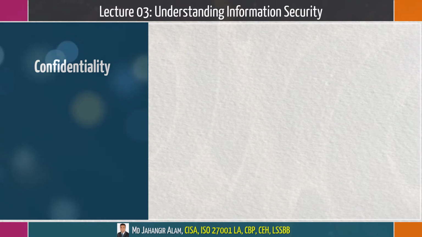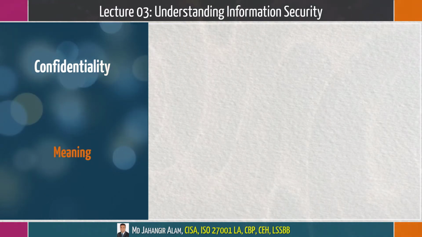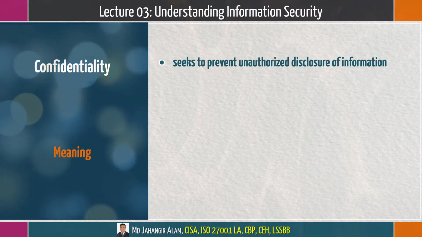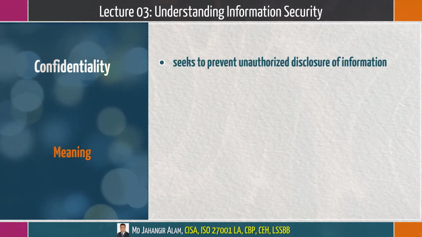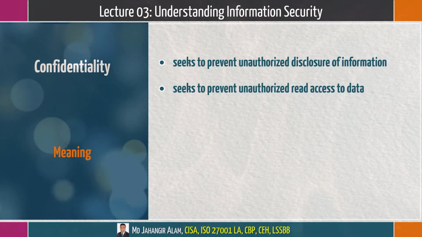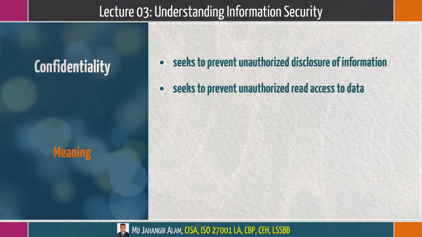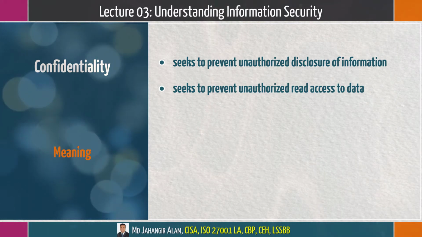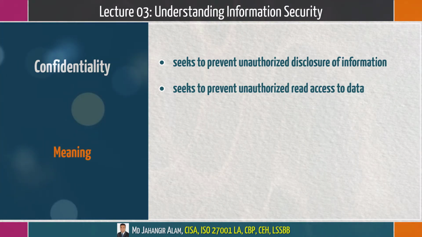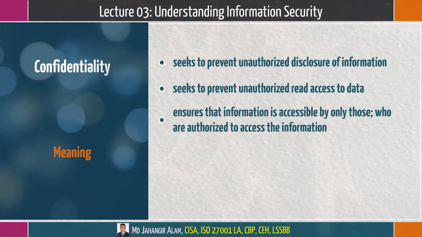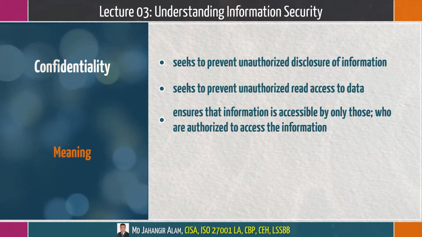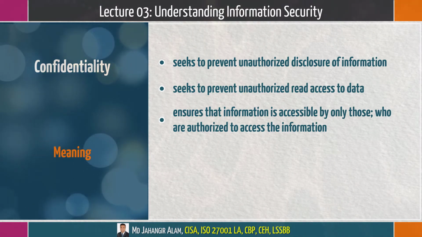Now we will review confidentiality. What do we mean by confidentiality? Number 1. Confidentiality seeks to prevent unauthorized disclosure of information. Number 2. It seeks to prevent unauthorized read access to data. Note that we said unauthorized read access, not write access. Number 3. Confidentiality ensures that information is accessible by only those who are authorized to access the information.